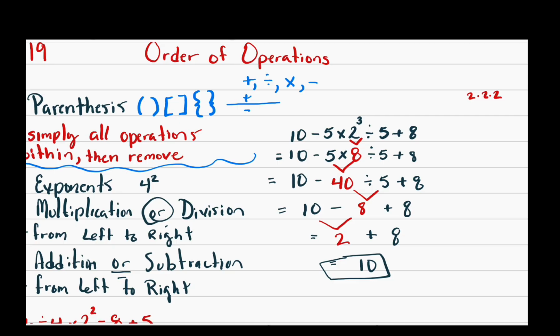The wrong way would have given you -6. Because you would have added 8 and 8 and got 16. 10 minus 16 is -6. So no. Go in order.